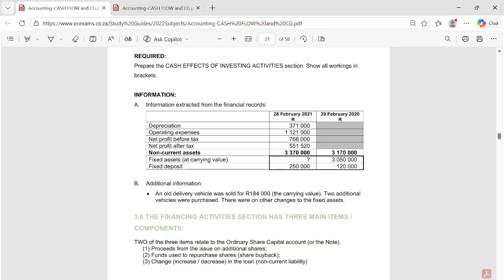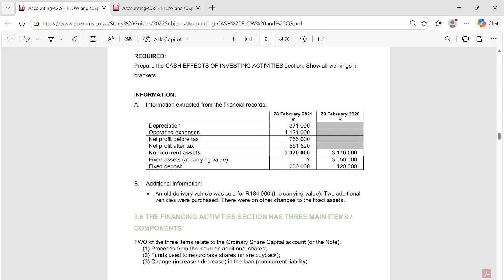Now let me come here. We have our depreciation. You must pay attention, guys. We have our depreciation here, and then we are having our what else? We're having our fixed asset, right? But we don't have carrying value at the end of the year, but we have the carrying value at the beginning of the year, right? Now let's go to the additional information.